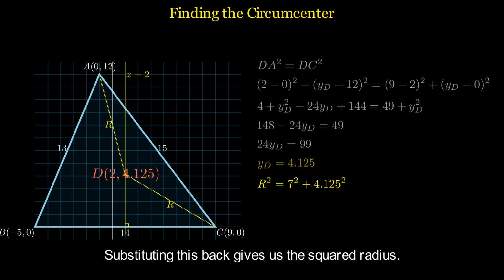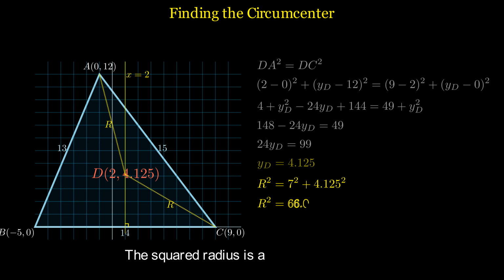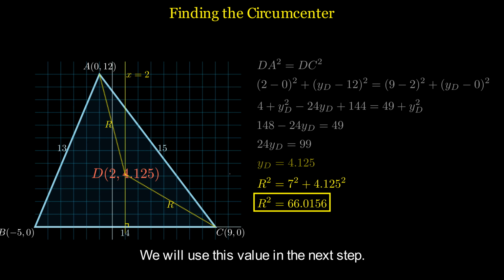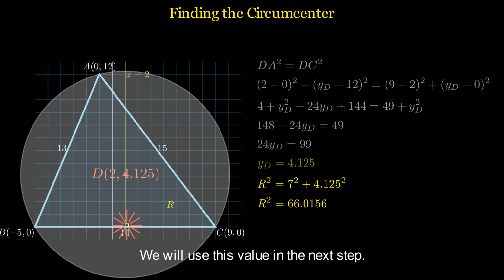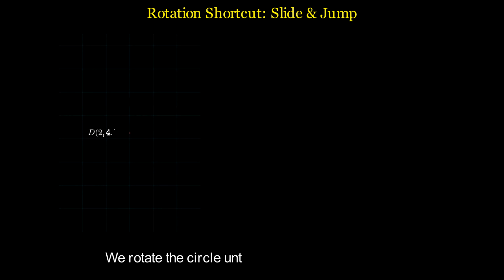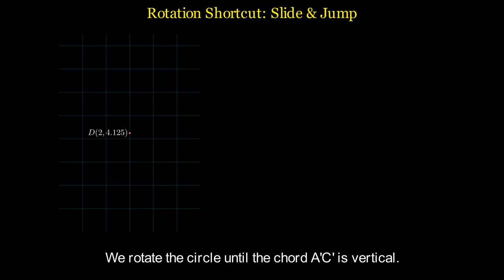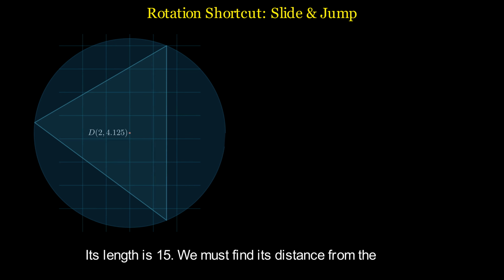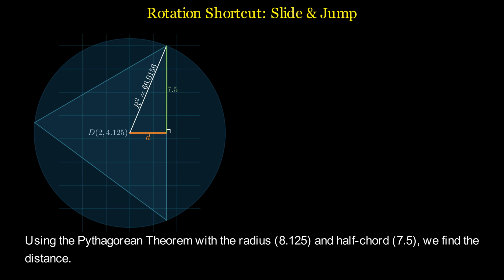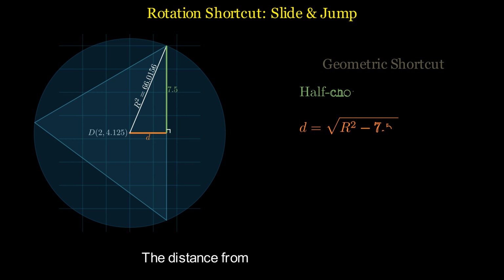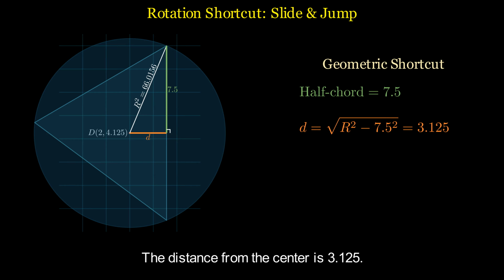Substituting this back gives us the squared radius. The squared radius is approximately 66.02. We will use this value in the next step. We rotate the circle until the chord A'C' is vertical. Its length is 15. We must find its distance from the center. Using the Pythagorean theorem with the radius 8.125 and half chord 7.5, we find the distance. The distance from the center is 3.125.